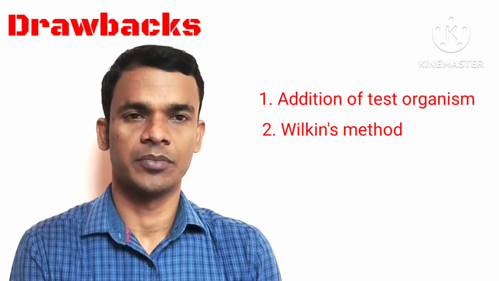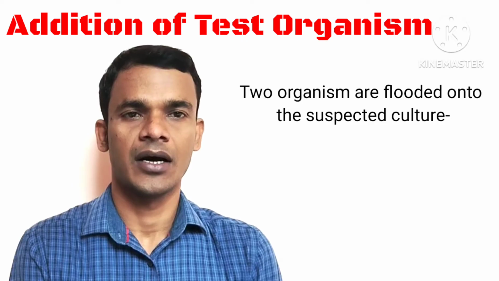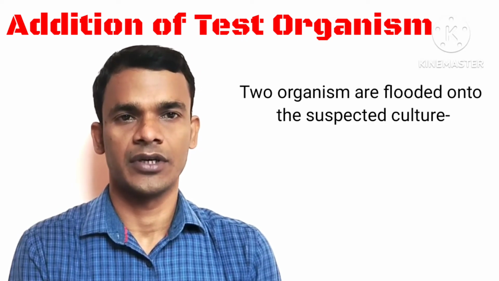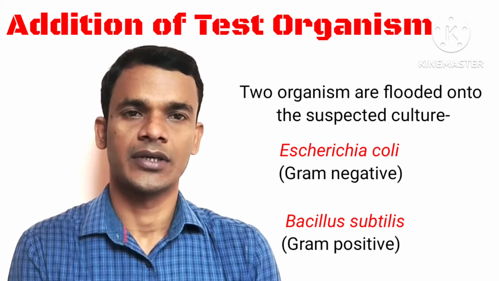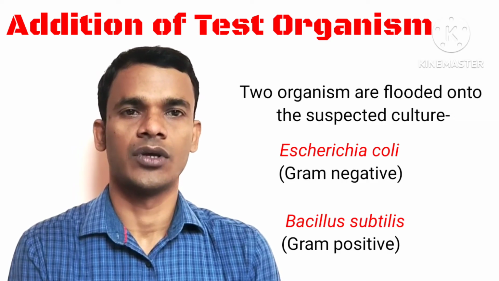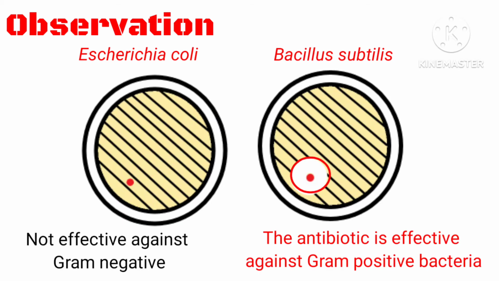Screening of antibiotic-producing microorganisms can be improved by two methods: using a test organism, and the Wilkins method. In this technique, agar plates which give well-isolated colonies are flooded with a suspension of the test microorganism, for example Escherichia coli or Bacillus subtilis. Then the plates are again incubated to allow the growth of the test microorganism. The formation of a clear zone indicates the antibiotic-producing ability of the isolate against gram-negative or gram-positive organisms respectively.